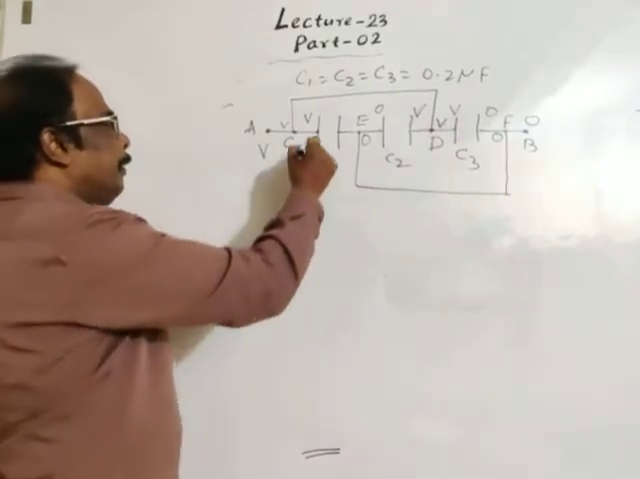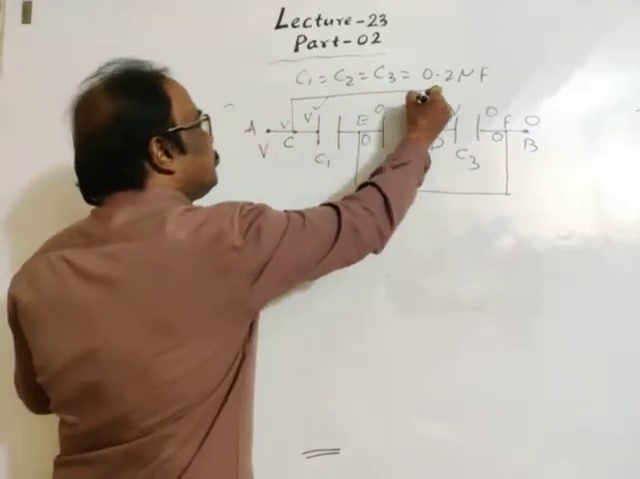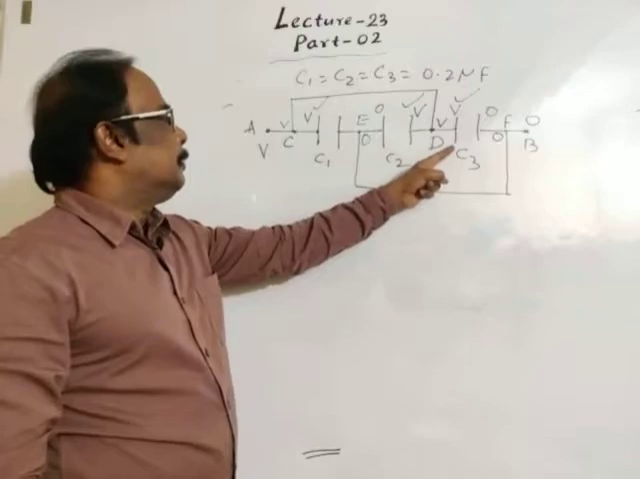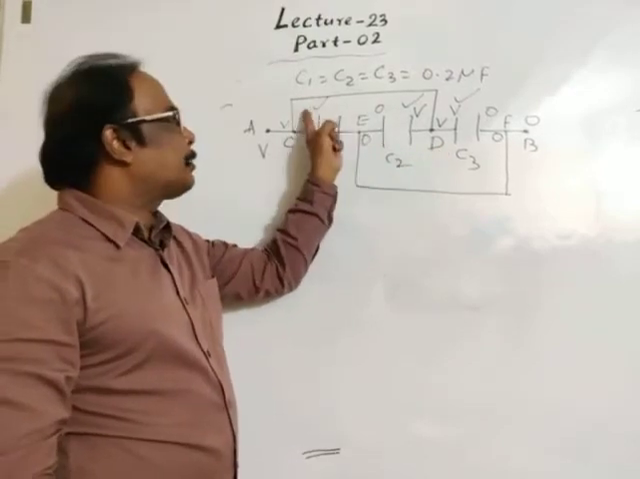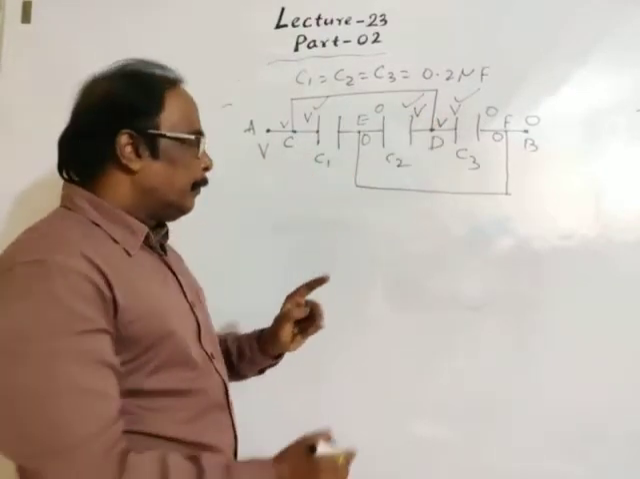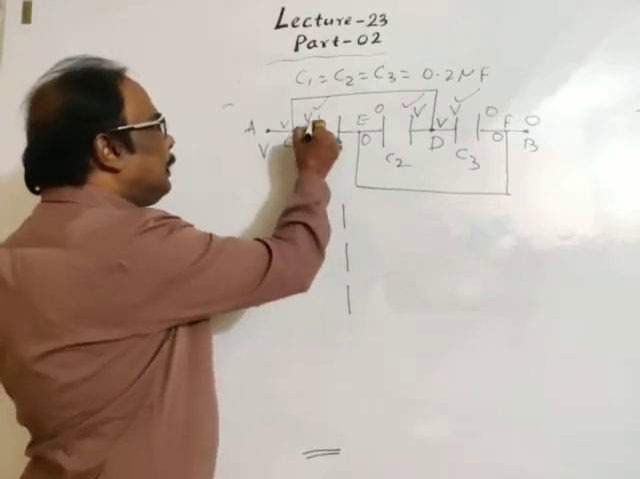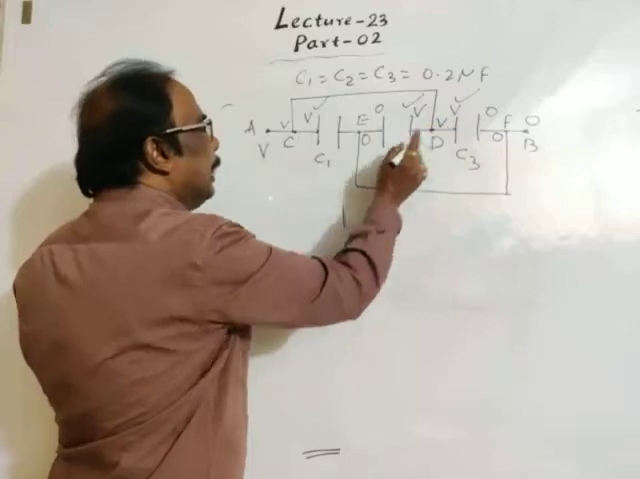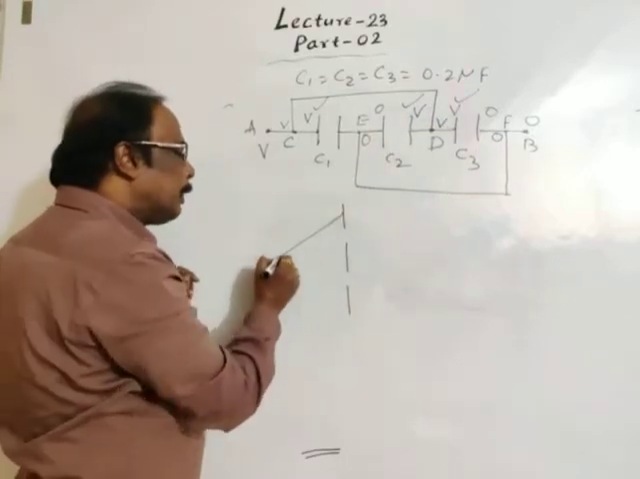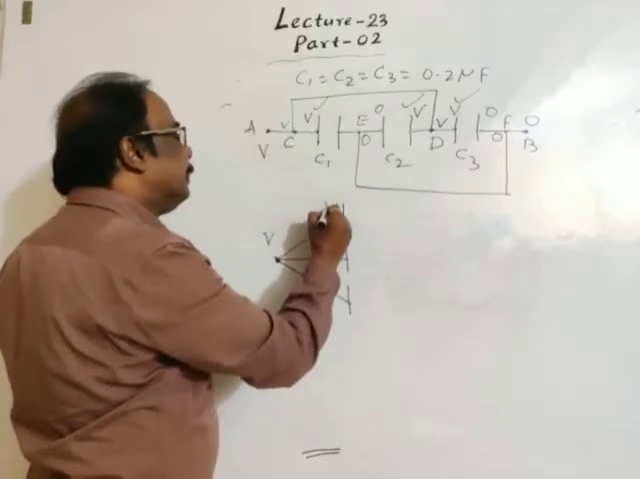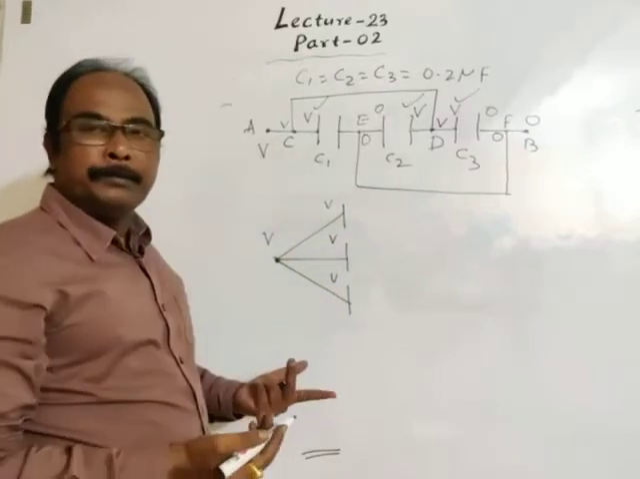Now see, these three plates, number 1, number 2, number 3, are at the same potential V. Then all these plates, 1, 2, 3, are at potential V. Then we may connect all these three plates to a common point at potential V. Okay.